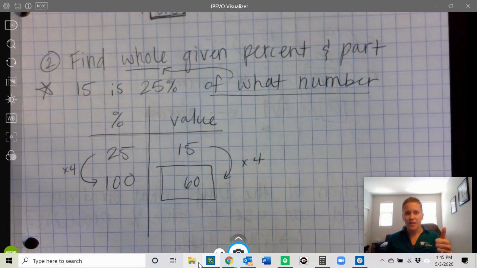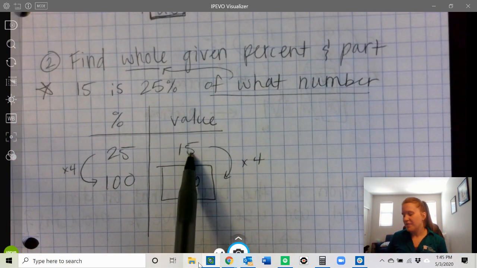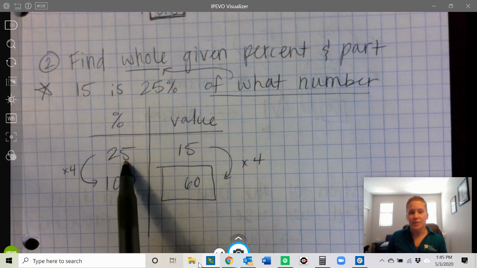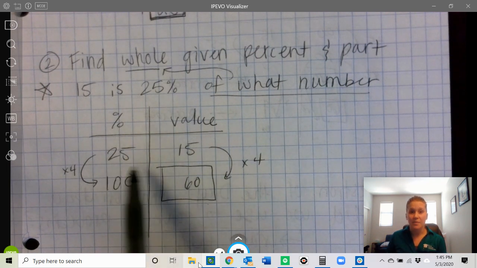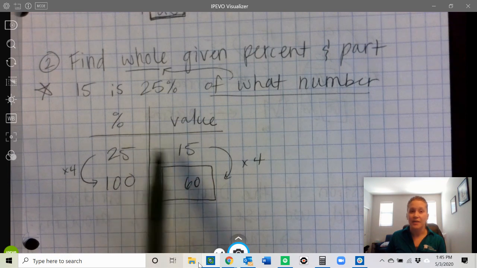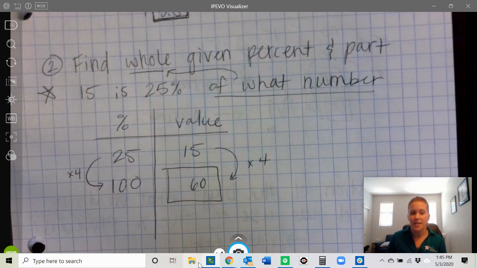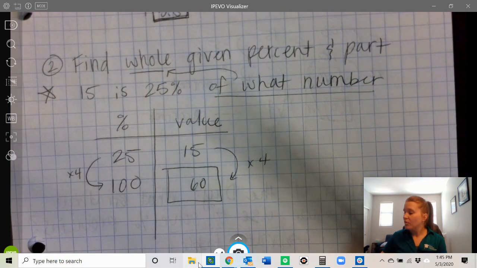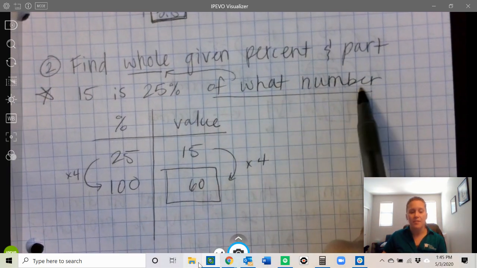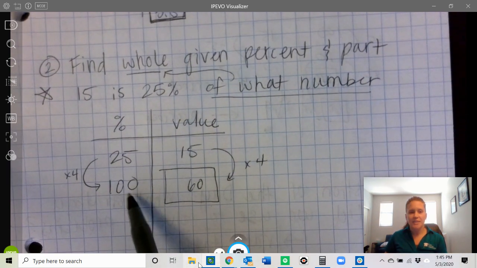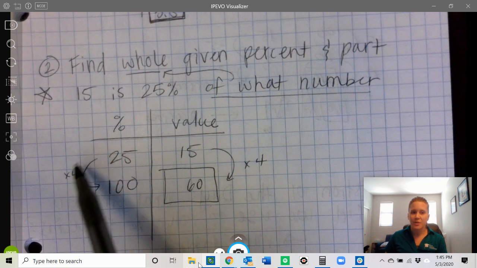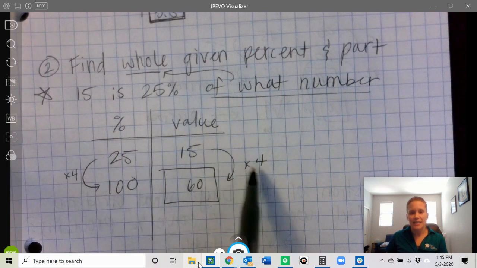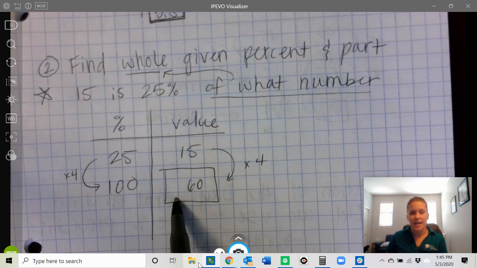Way to go. Here's what I was thinking. I know that 15 is 25%. So that's one row of my table because they represent each other. 15 is represented by 25%. I want to know the whole because it says of what number. So I put 100% in my table. I know that 25 times 4 is 100, so I need to use that same factor on the other side of my ratio table, and I got 60.